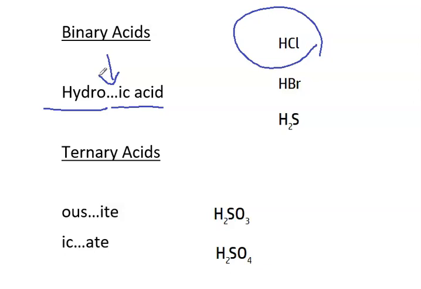That means HBr is known as hydrobromic acid, and H2S, still binary, two different elements, even though there's two hydrogens for every one sulfur, is hydrosulfuric acid. Here they are spelled out for you, where you see that I placed in the bromic and the sulfuric. One other thing before we get to ternary acids.